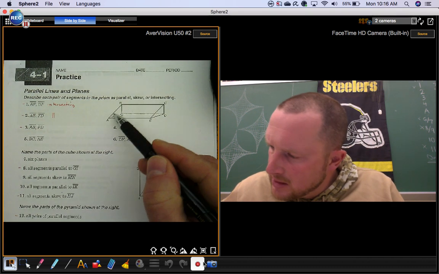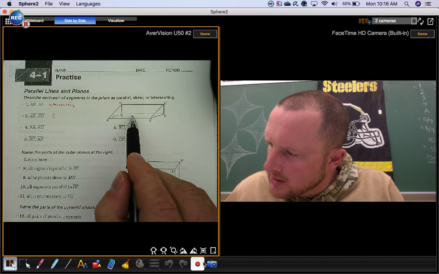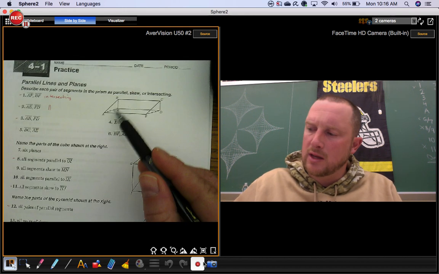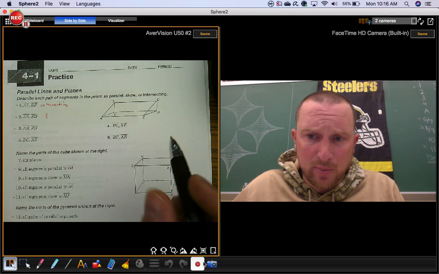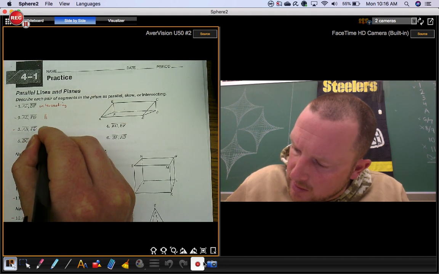Number 3, segment AB and segment FD. They don't touch each other. They're not parallel either. They're in different planes. These are skew lines.